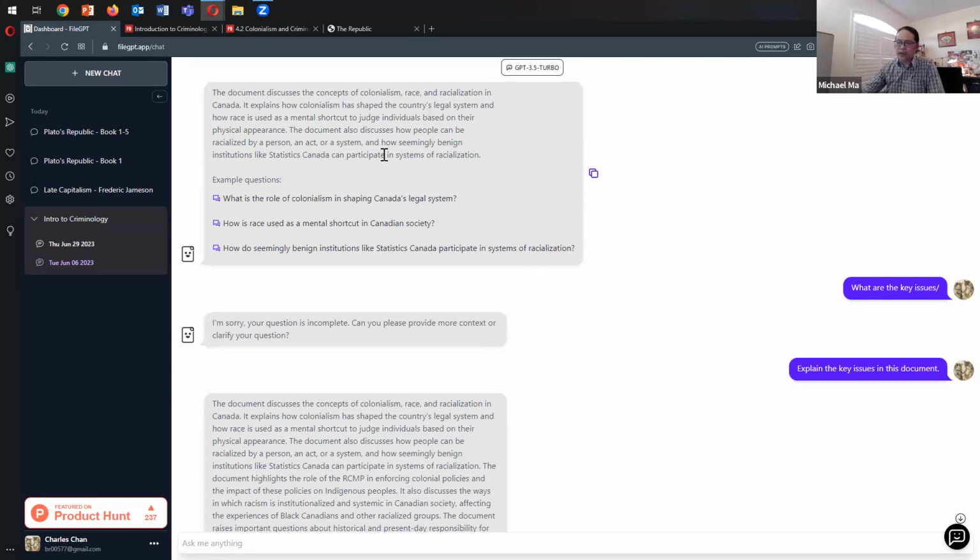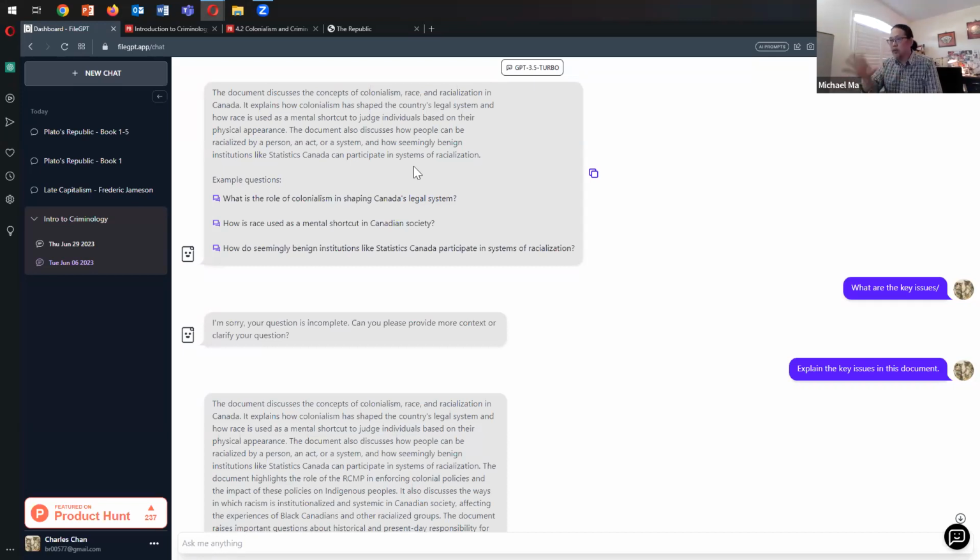Once you upload it, it immediately gives you an abstract or a summary. It says the document discusses the concept of colonialism, race, and racialization in Canada, explains how colonialism shaped the country, and so on. It also discusses how people can be racialized, and so on and so forth. Yes, I think that's true. I don't think that's the best summary of what I wrote, because I think my summary is an attempt to explain at an introductory level the concept of race and racism.